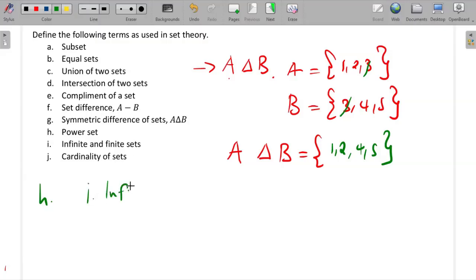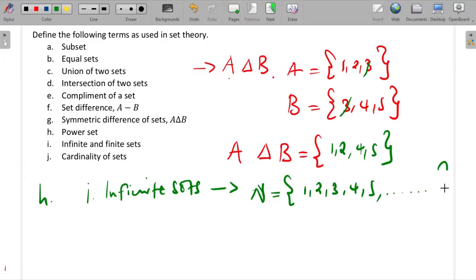So an infinite set is a set whose elements are uncountable. This is a set that contains elements that you cannot count. For example, the set of natural numbers has 1, 2, 3, 4, 5, and you continue going on forever. So this set is an infinite set because you can't count the elements. They are infinite. If you start counting now until the day Jesus comes, you will still be counting.